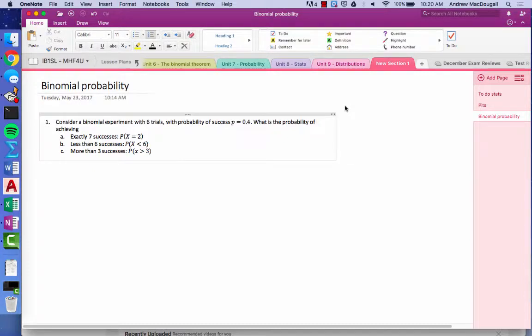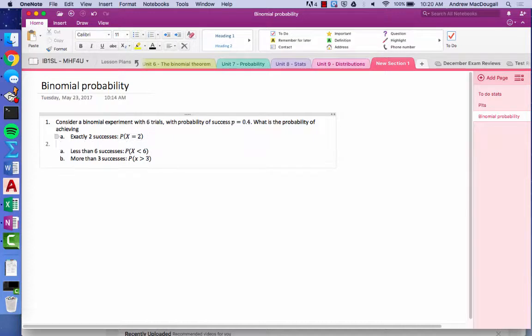So we're going to consider a binomial experiment with 6 trials. The probability of success in any one of those trials is 0.4. And what we want to determine is, first, the probability of achieving exactly 2 successes. So that's P of big X equals 2. Now there's a function on your calculator that enables you to do this very quickly. It's called binomial PDF. So if you want an exact number of successes, you use binomial PDF.